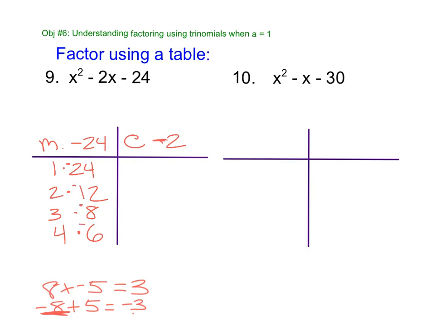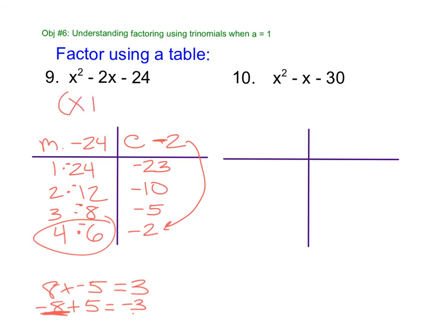So now I'm going to add across. 1 and negative 24 is negative 23. 2 and negative 12 is negative 10. 3 and negative 8 is negative 5. 4 and negative 6 is negative 2. So there's my negative 2. So my two numbers are 4 and negative 6. So x positive 4, x negative 6.